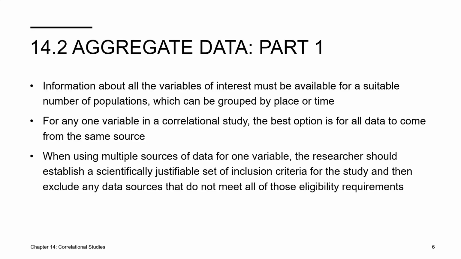Section 14.2 covers aggregate data. Information about all variables of interest must be available for a suitable number of populations that can be grouped by place or time in any type of correlational study. For any one variable in a correlational study, the best option is for the data to come from the same source. But when using multiple sources of data for one variable, the researcher should establish some sort of scientifically justifiable set of inclusion criteria for the study, and then exclude any data sources that may not meet those eligibility criteria.